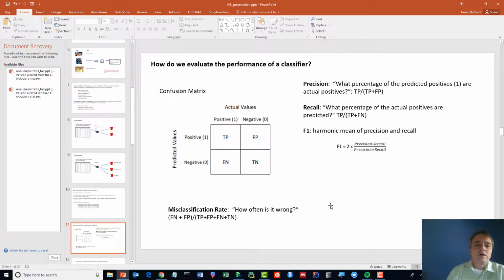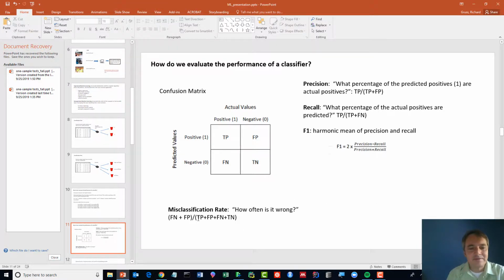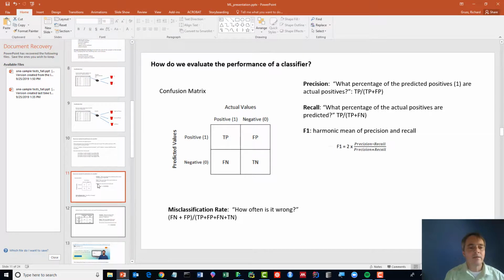Okay, so another metric that I've seen being used more and more is what's called the misclassification rate, and we will see this when we actually try a classifier in a minute. This misclassification rate just answers how often is it wrong. So you see, it's all the times that you were wrong, that is either with a false negative or a false positive, divided by everything, the total number of predictions. Okay, so what percentage of your predictions were wrong in either way? So that's a useful one also.